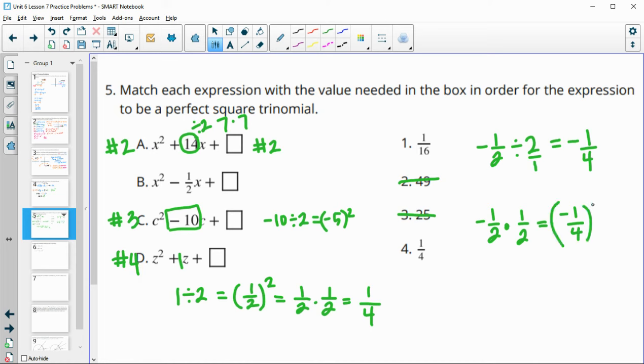And then we would square it. So again, think of squaring as multiplying by itself. So -1/4 times -1/4: -1 times -1 is 1, 4 times 4 is 16. And that's where we get number 1 for 1/16 for that one.